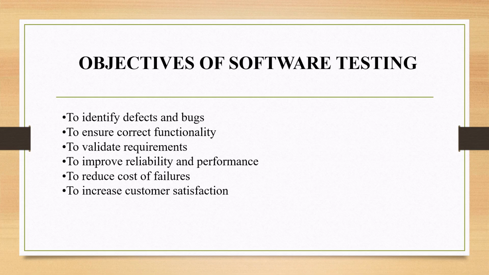Next, to check performance and security. Testing checks how fast the software works, how many users it can handle, and how safe the data is. This is especially important for banking, shopping and online applications. Next, we can say to reduce development cost. Finding a bug after release is very expensive. Testing finds errors earlier, which saves time, money and effort. The objectives of software testing are to ensure that the software is correct, reliable, secure and ready for use. Testing helps deliver a high quality product that meets user expectations.